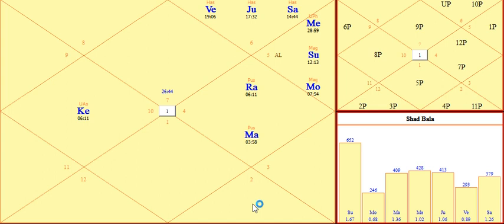So you need not calculate pada because many apps will calculate it, but this is how you have to calculate manually, and there are many uses of the pada chart. I will make another video for that.